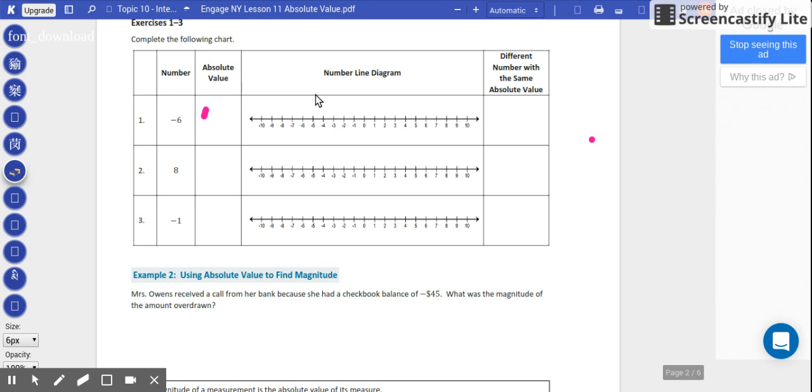On number 1, it says the number is -6, and the next thing it asks for is the absolute value of that. Absolute value is always positive, so that would be +6. Over here it says a different number with the same absolute value. The number originally was -6. The only other number that would have the same absolute value is +6.